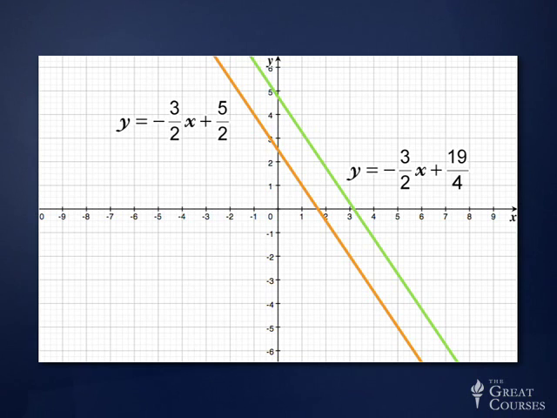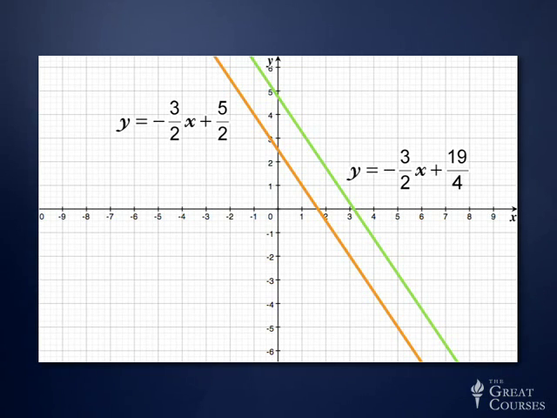They both have slope negative 3 halves, and they're just going to stay parallel the whole way, no intersection, and that means that there is no solution of the original system that we started with because those lines are parallel.